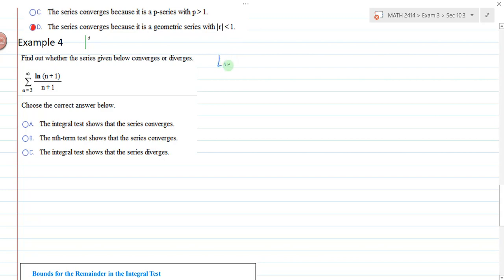That means that I'm going to look at the limit as n approaches infinity of the natural log of n plus 1 divided by n plus 1. As n goes to infinity, the natural log is going to go to infinity, and the denominator is also going to go to infinity. That means that this is in an indeterminate form, so I can use L'Hopital's rule to evaluate this. So I'm going to look at the limit as n approaches infinity of the derivative of the natural log of n plus 1, which is 1 over n plus 1, divided by the derivative of n plus 1, which is 1. And as n approaches infinity, this is going to 0.